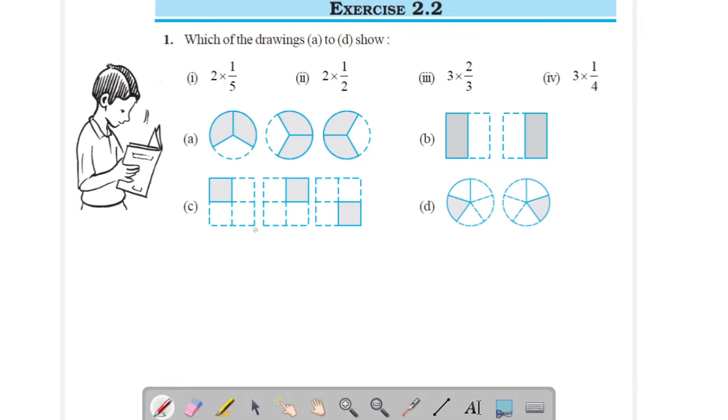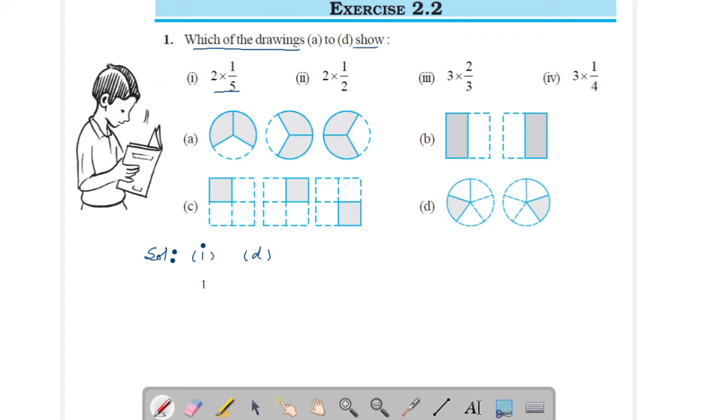Now come to exercise 2.2. Question number 1. Which of the drawings A to D show first part 2 into 1 upon 5? It is D part. So see the solution. First part, it is D. D part shows 2 into 1 upon 5.